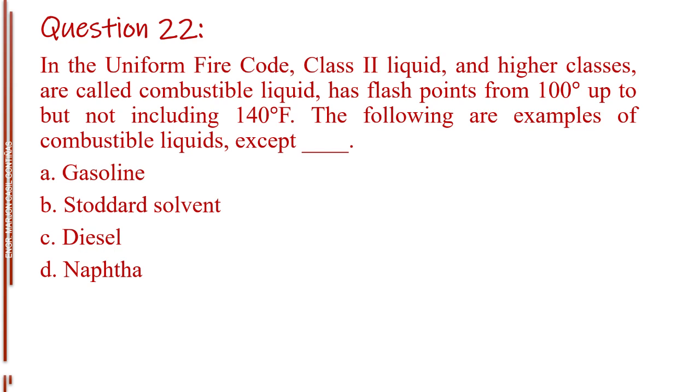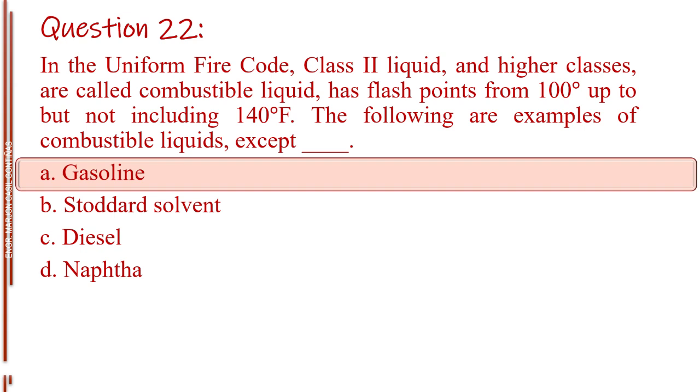Question number 22. In the Uniform Fire Code, Class II liquid, and higher classes, are called combustible liquid, has flash points from 100 degrees up to but not including 140 degrees Fahrenheit. The following are examples of combustible liquids, except blank. Letter A, gasoline. Letter B, Stoddard solvent. Letter C, diesel. Letter D, naphtha. The answer is letter A, gasoline.